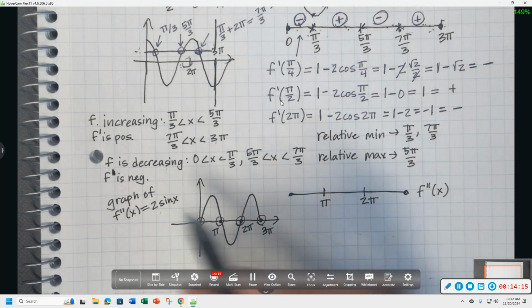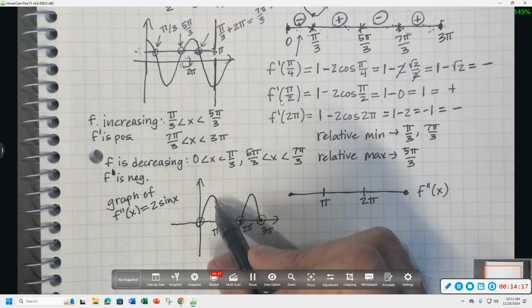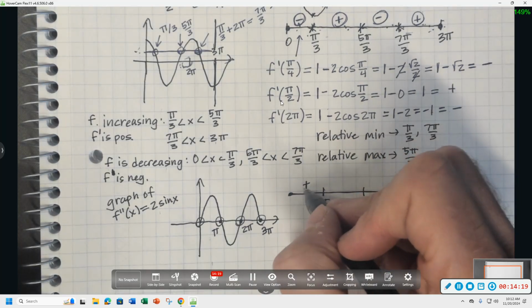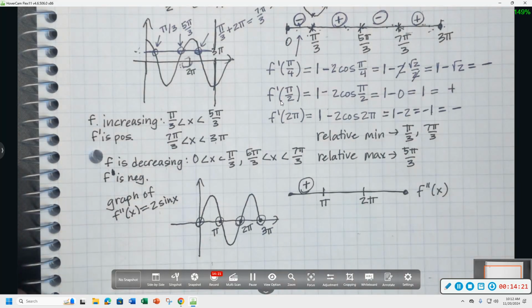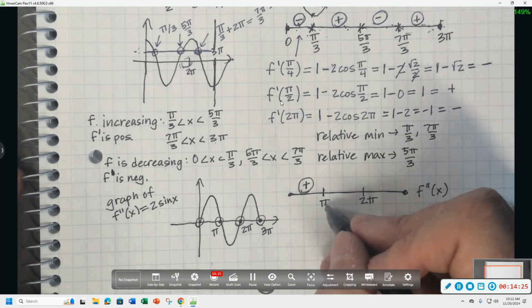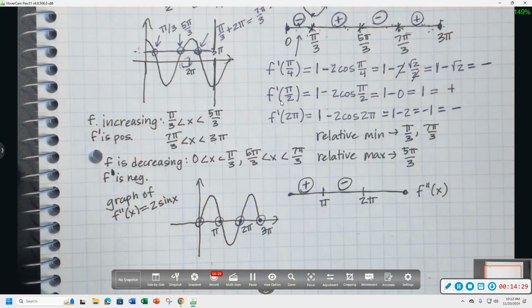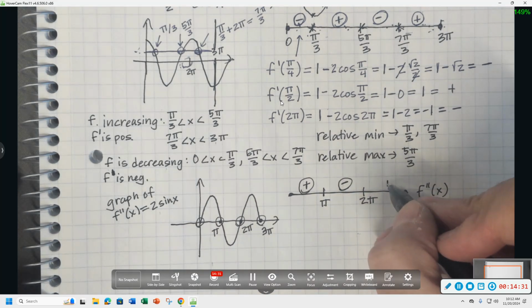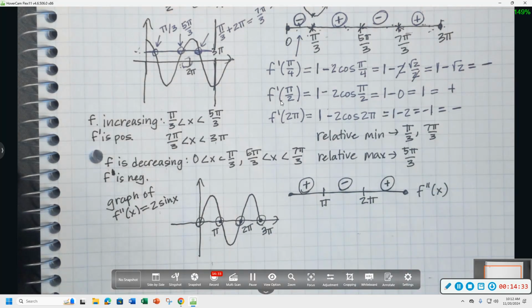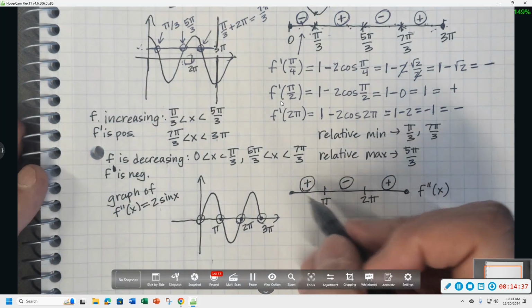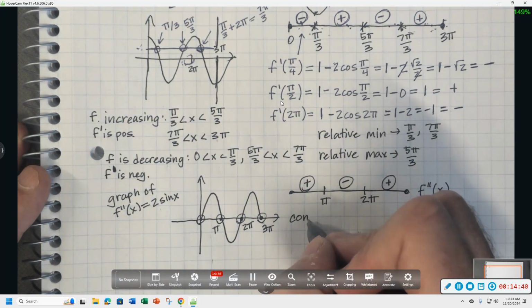I know that sine of x is positive between 0 and pi. I know it's positive without checking any points because I can see it on the graph. I know between pi and 2 pi, it's negative. And I know between 2 pi and 3 pi, it's positive. Okay? So this tells me that my graph is concave up.